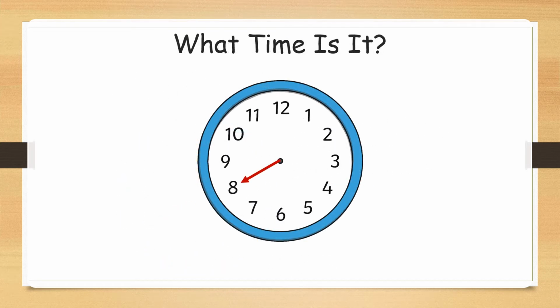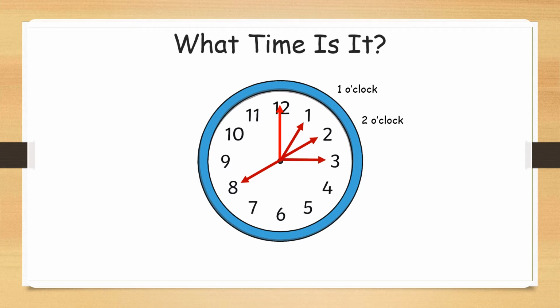What is the time, Mr. Wolf? What time is it? Now the minute hand is on 12 and the hour hand is on 1. So we say it is 1 o'clock. The short hand is on 2 and the minute hand on 12. We say 2 o'clock.